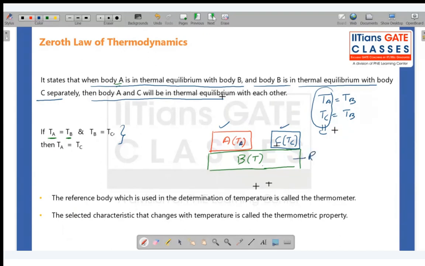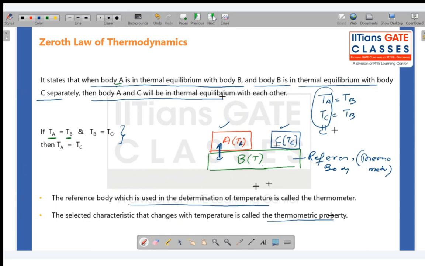So basically here we take a reference body, which is used to determine the temperature, and this reference body is called a thermometer. There will be one property that changes when I bring these two bodies in contact. If the temperature is changing, it will be indicated through a certain property, and the property of these bodies on which temperature is dependent is called the thermometric property.